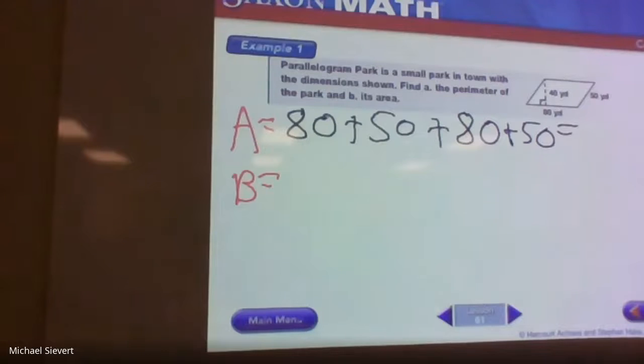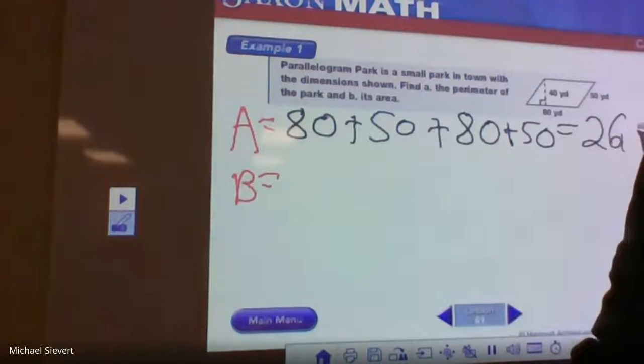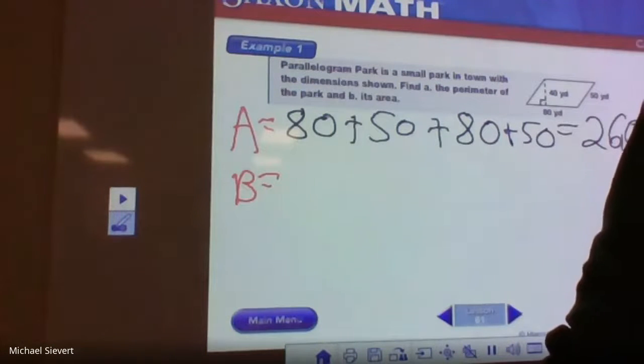Go ahead. 260. Correct. 630 yards. Labeling is super important.